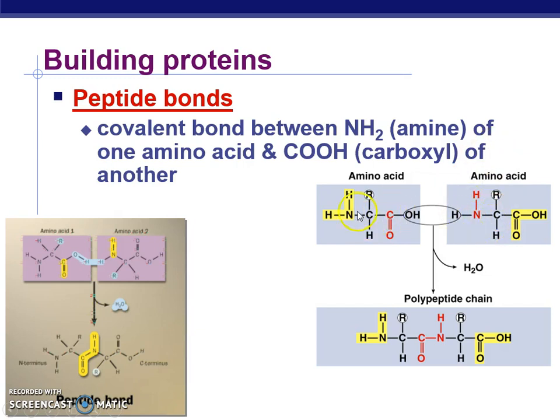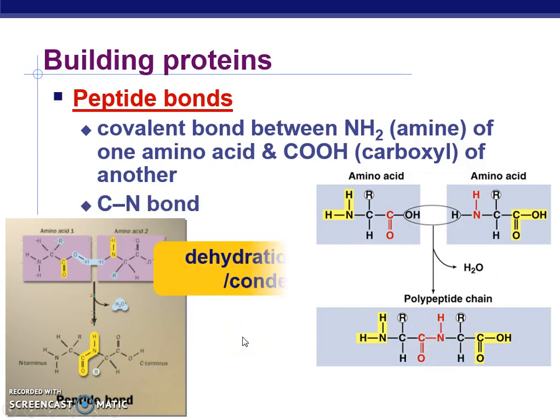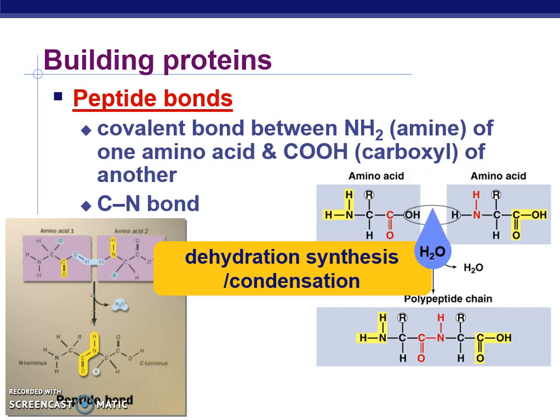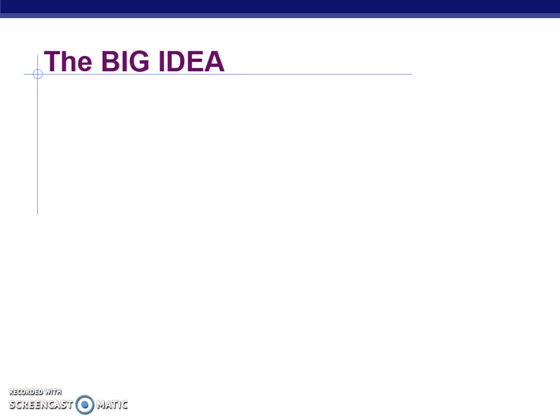And in order to get those two to come together, you need to pull off an OH, or a hydroxide, over here and a hydrogen here, and what you end up with is a water molecule coming out and these two forming that covalent bond between them. We call that dehydration synthesis. Sometimes you'll see it called a condensation reaction because you're pulling a water molecule out and you're forming that peptide bond.